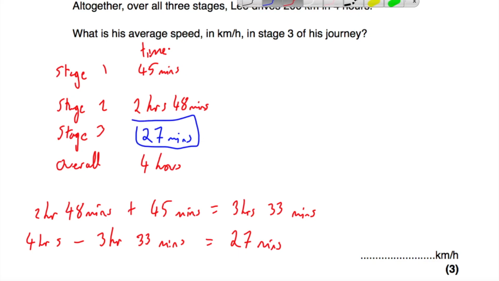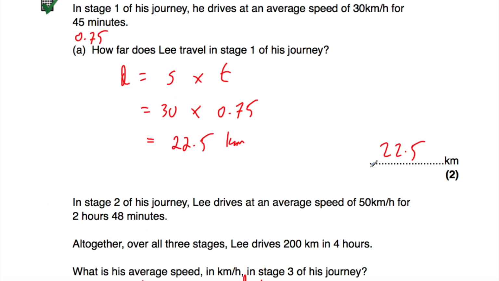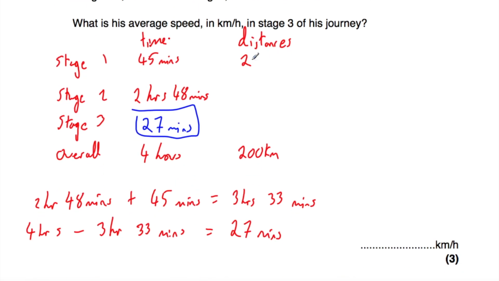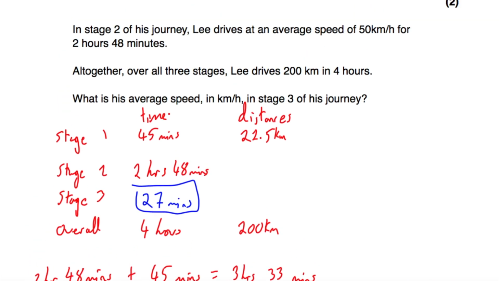Now let's deal with the distance. So let's consider the distances. Because we know in terms of the distances that all together he travels a distance of 200 kilometers. We worked out in stage 1 that he travelled the total distance of 22.5 kilometers. Stage 2, if we go up here, we don't know the distance yet, but we can work it out. And then hopefully we can work out the distance for stage 3. So let's go up and have a look at stage 2.